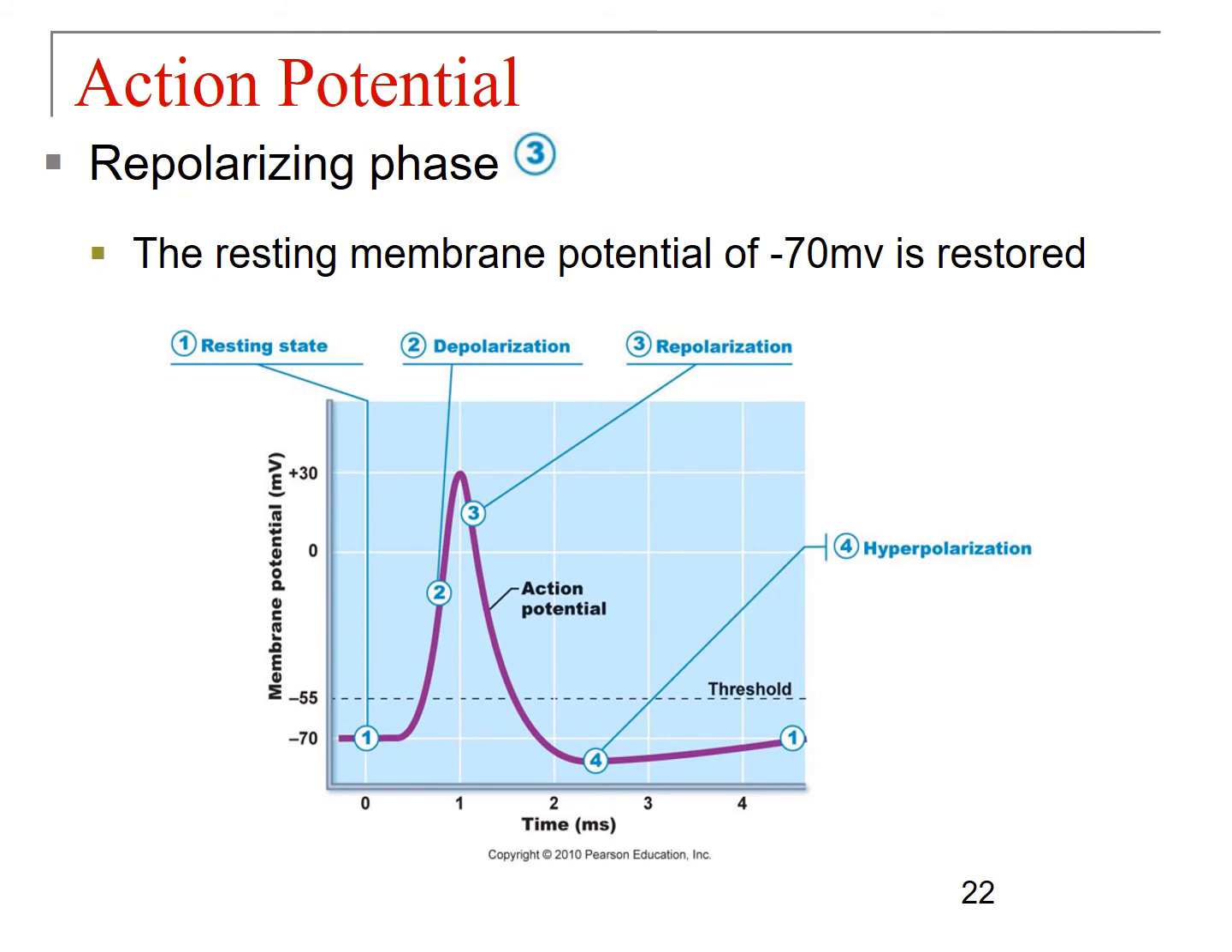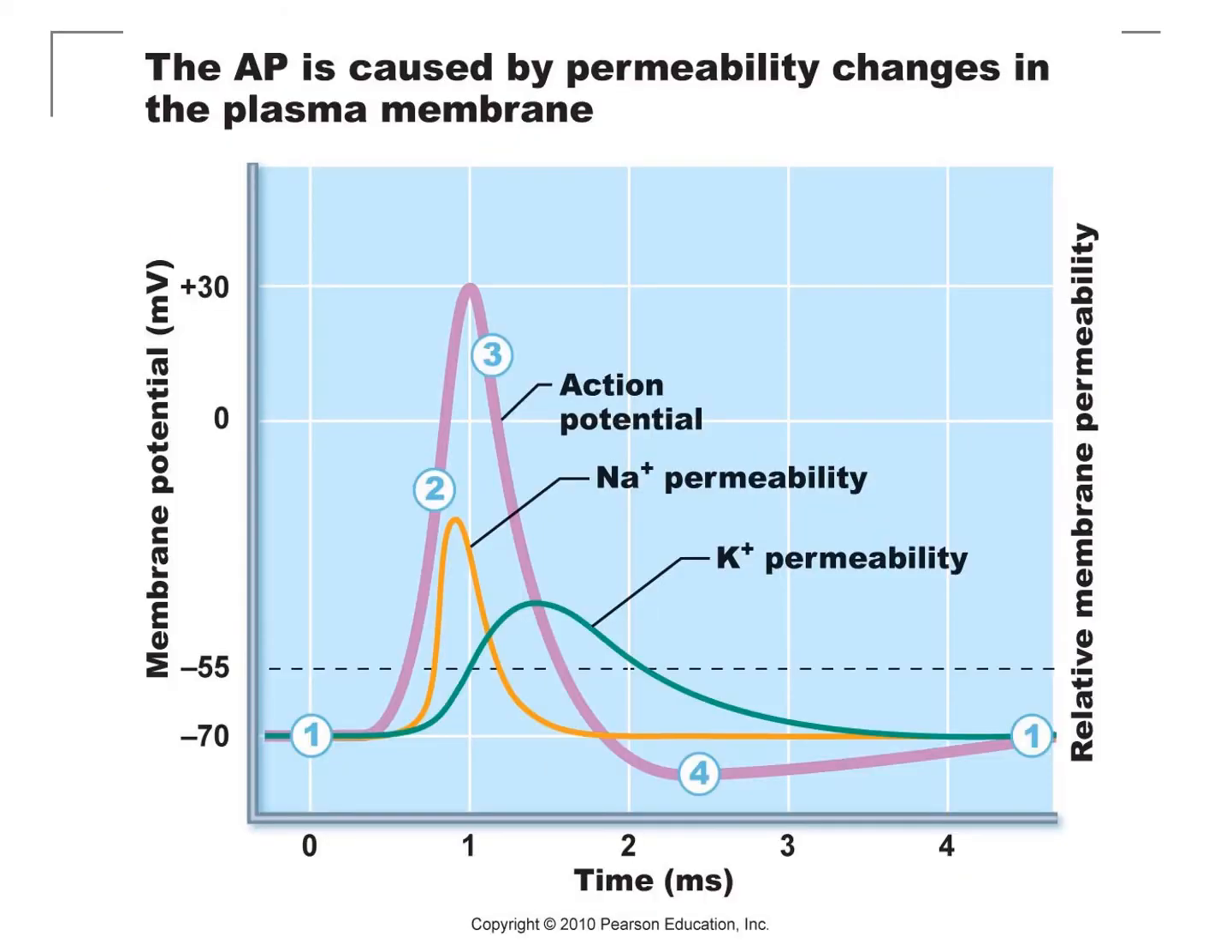In repolarization, you actually have the resting membrane potential restored. And so the resting potential moves from here back down to -70. And it's during this portion of the action potential that you have repolarization. Okay? Now, this action potential is caused by changes in the permeability of the plasma membrane.